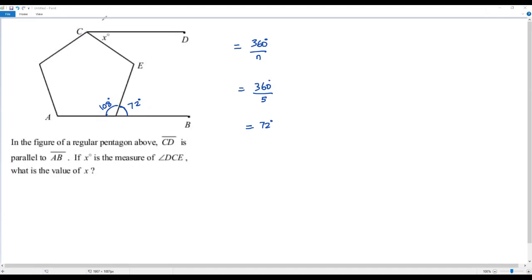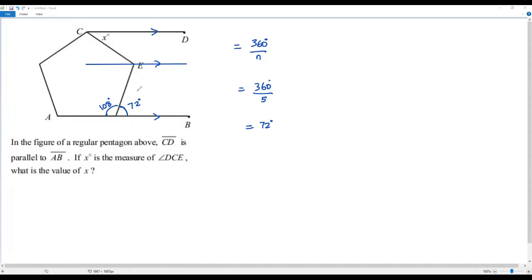Okay, now let me draw a horizontal line through the vertex E of this regular pentagon. And this horizontal line I have drawn is parallel to the line segments CD and AB. So all these three horizontal lines are parallel. Whenever two parallel lines are intersected by a third line, it's called a transversal. Here, this line segment is called a transversal because it intersects the two parallel lines.